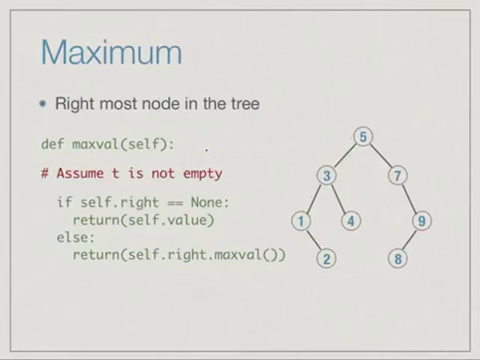So dually one can find the maximum value by following the rightmost path. So if the right is none, then we return the current value. Otherwise, we recursively look for the maximum value to our right. So in this case, we start at 5, we go down to 7, then we go down to 9. And since there is no further right path from 9, 9 must be the maximum value in this tree. We will come back later on and see why we need this minimum and maximum value. But anyway, it's a useful thing to be able to find. And it's very easy to do so, again, using the structure of the binary search tree.